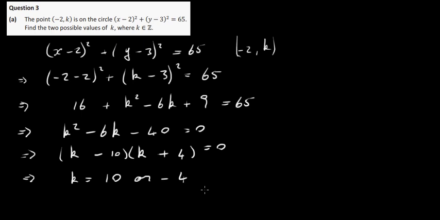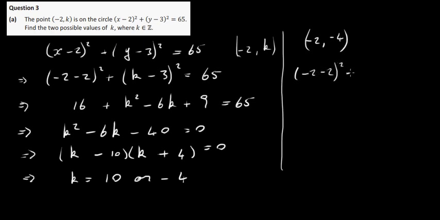So there are 2 different values for k. Now you could check them if you like. Say we put in the −4. We have (−2, k), so we're saying now that our point is actually (−2, −4). Okay, we'll use the −4 one here. So put it in. You've got x, which is −2, to be squared, plus y, which is −4 minus 3, to be squared, is equal to 65.